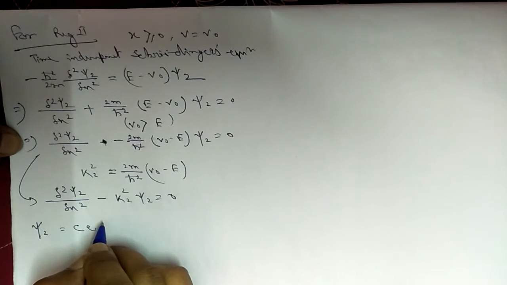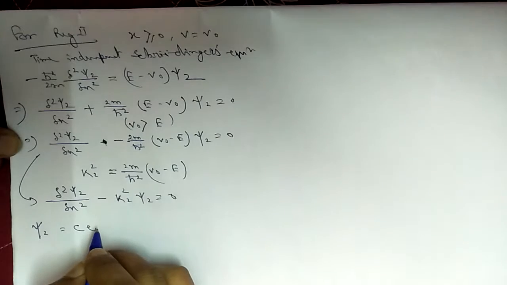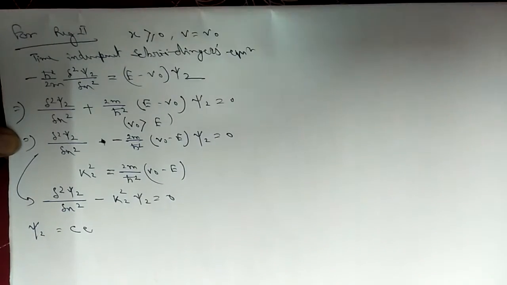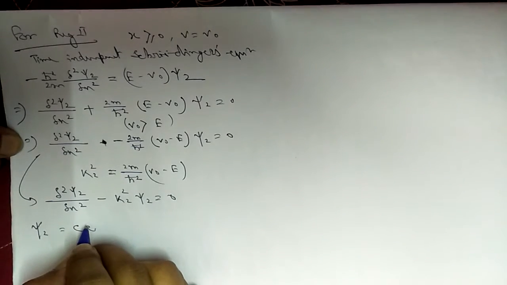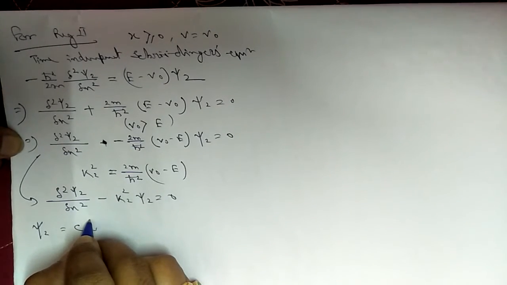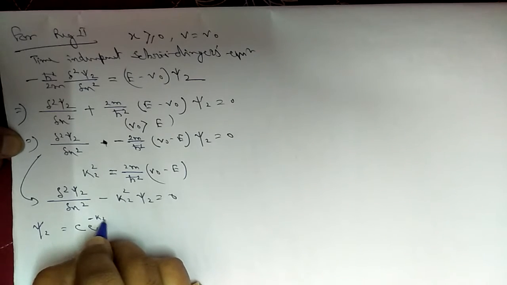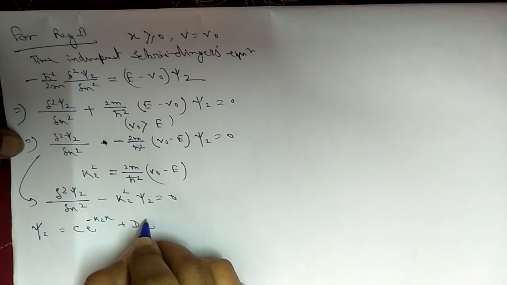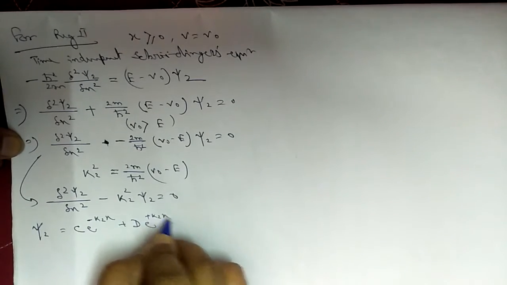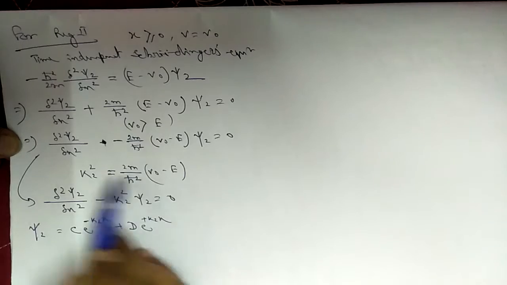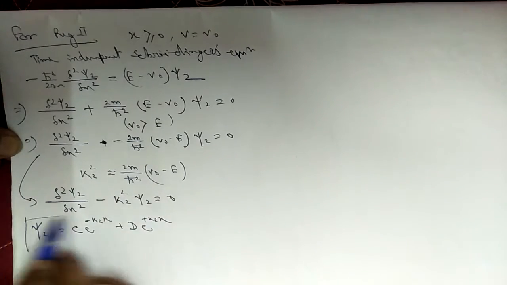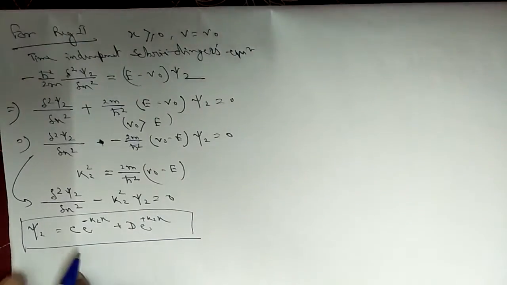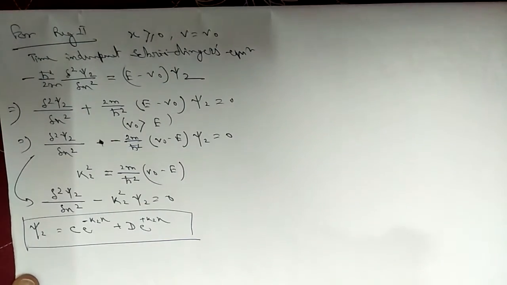No, there you have to be a little cautious that it is already a minus function here. So the imaginary term i will not be coming. It will be C e to the power minus k2 x plus D e to the power plus k2 x. What is the value of k2? We know. So this is another trial solution for region 2. Psi 2 stands for region 2. Do remember it. Now it is time to put the boundary condition.